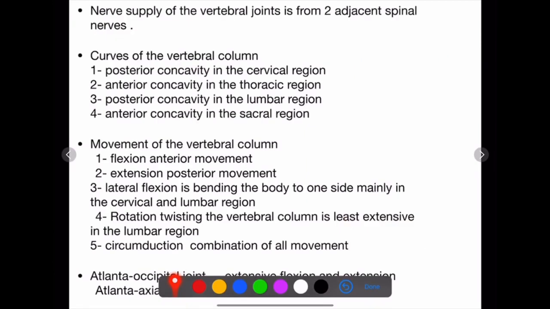Nerve supply of the vertebral joint. We have, as we return back to all the joints, all the organs of the body have a nerve supply.